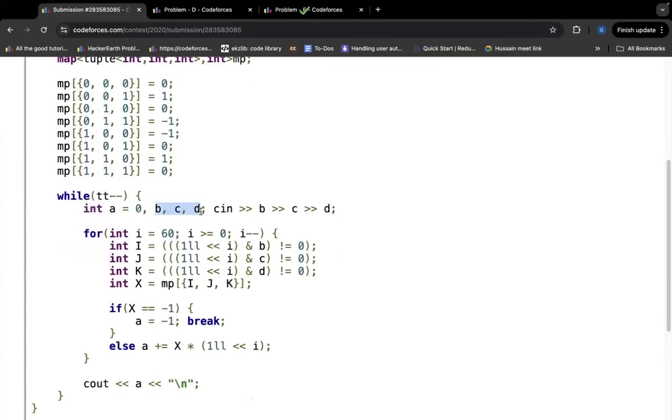Now, you have B, C, D. You iterate over bits from 60 to 0. Why 60? Because 2 raised to 60 is about 10 raised to 18. Now you check whether the ith bit in B is set, the ith bit in C is set, and the ith bit in D is set or not. According to that, you get the truth table value. If x is minus 1, then you set A to minus 1 and you break. Otherwise, this is either 1 or 0, so depending upon that, I set that bit in A. All right, so that is more or less it for this solution.